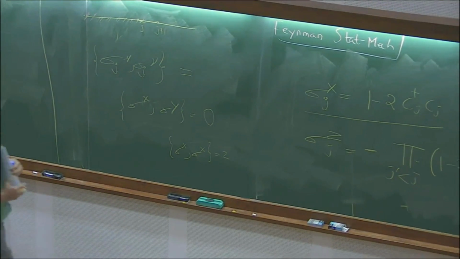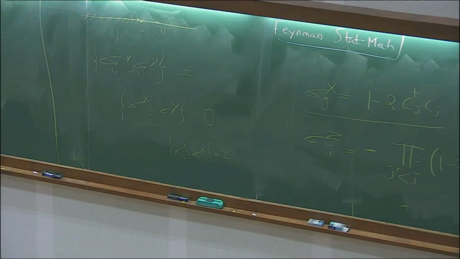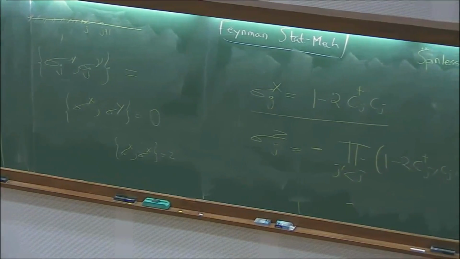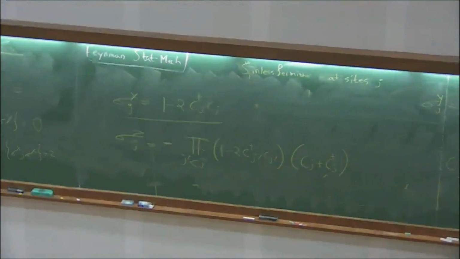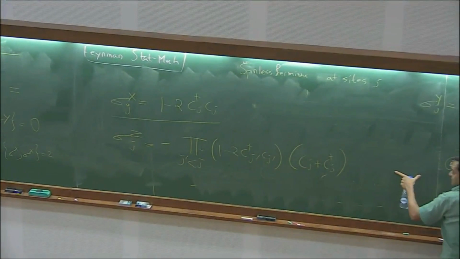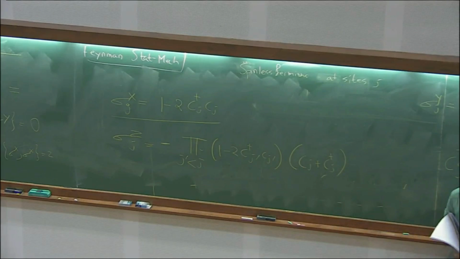So you will get C j plus C j dagger, a sign, and C j plus 1 plus C j plus 1 dagger. Then use these anti-commutation properties to take this through that sign. Okay?